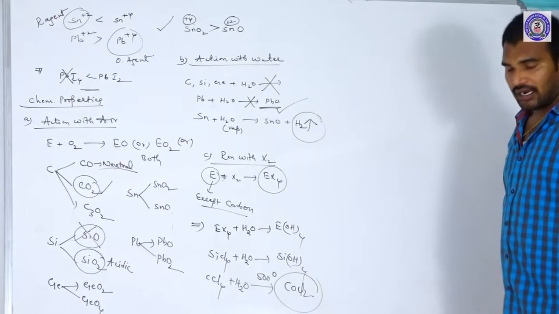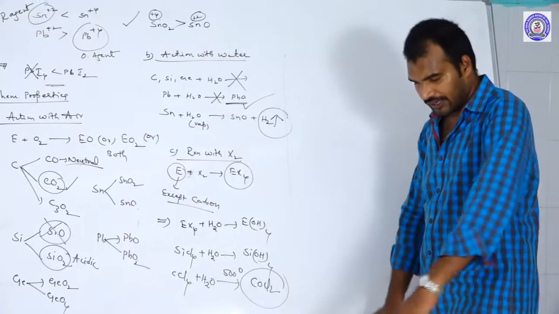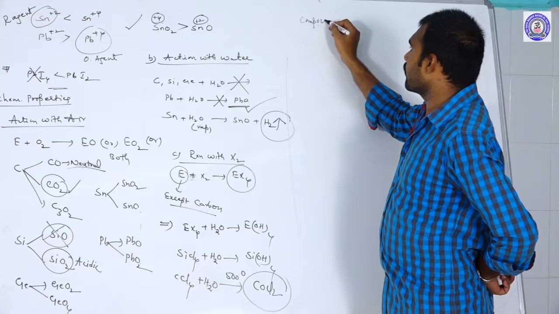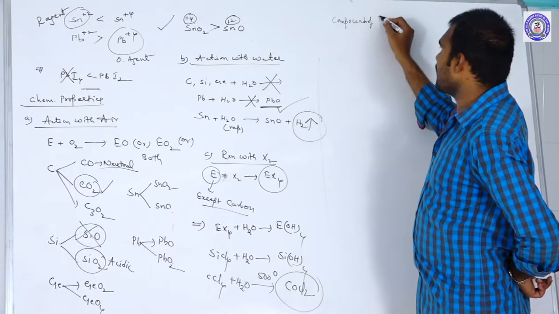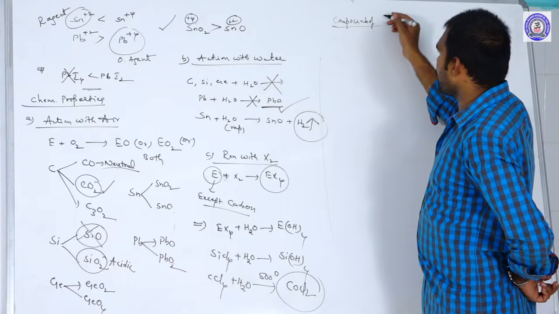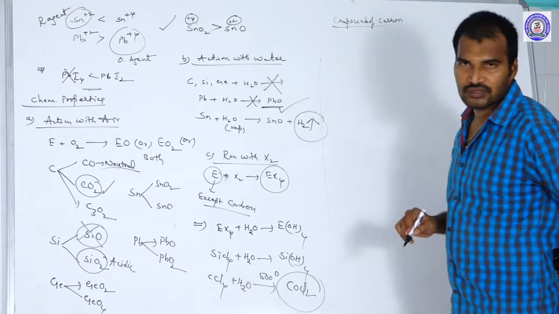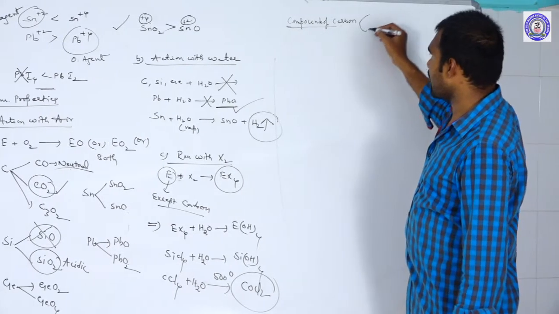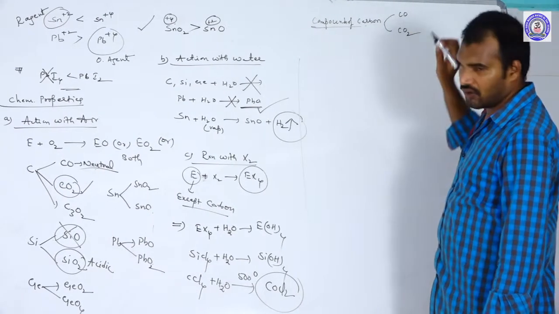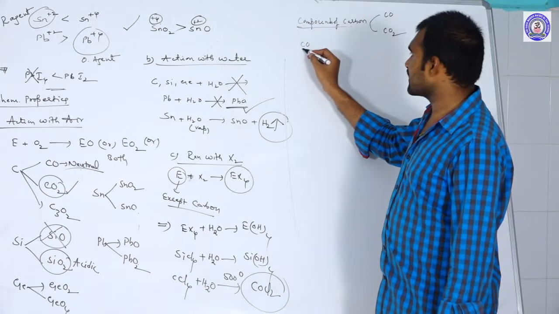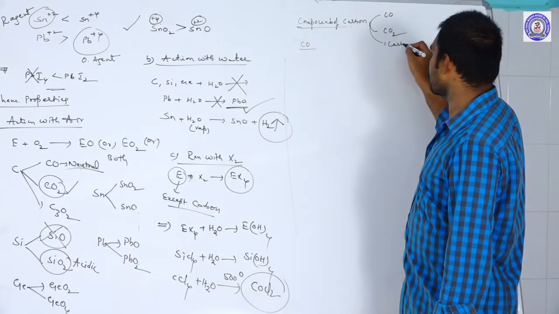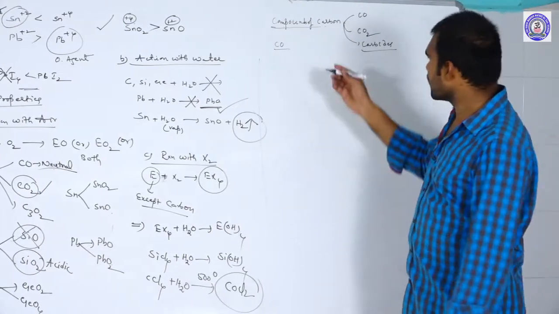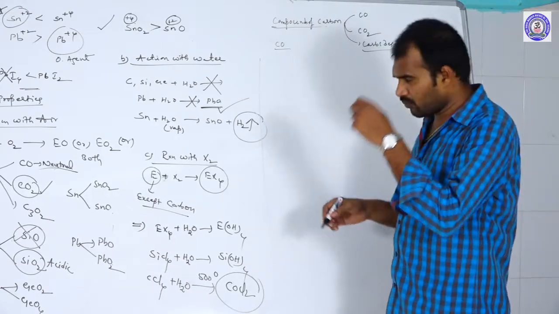Okay, so this is about the reaction with the halogens, and these are the chemical properties of 14th group elements. And after the chemical properties, let us discuss some compounds of 14th group elements. So first of all, compounds of carbon. The important compounds of carbon are carbon monoxide, carbon dioxide and carbides. Three compounds of carbon we are going to discuss. The first one, carbon monoxide.